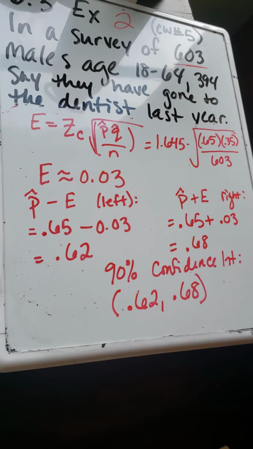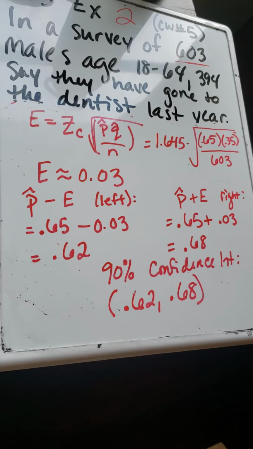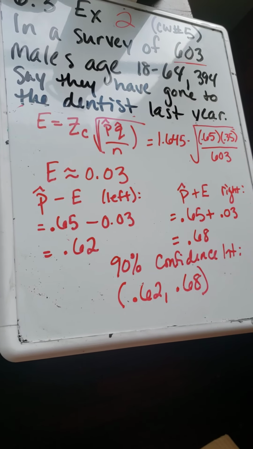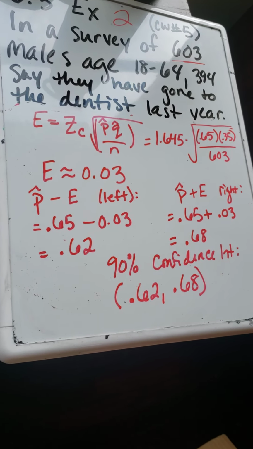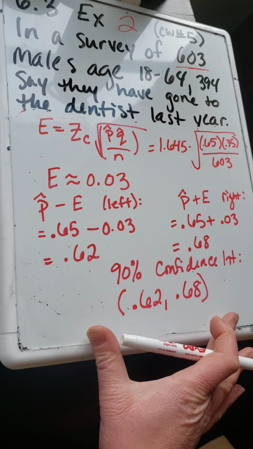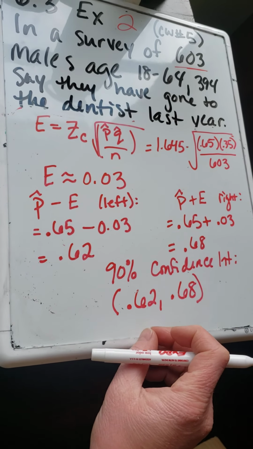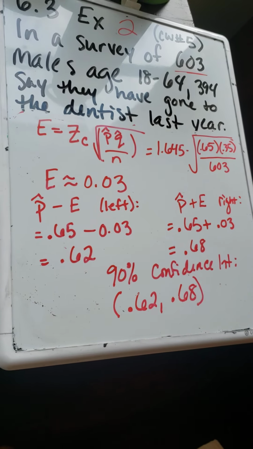So a 90% confidence is not as confident as a 95% confidence. So the more confident you are, the wider you need your interval to be. So a wider interval is going to be the 95% confidence interval. So these numbers will be further apart, which means you have more of a chance of catching the actual real proportion in between those numbers.